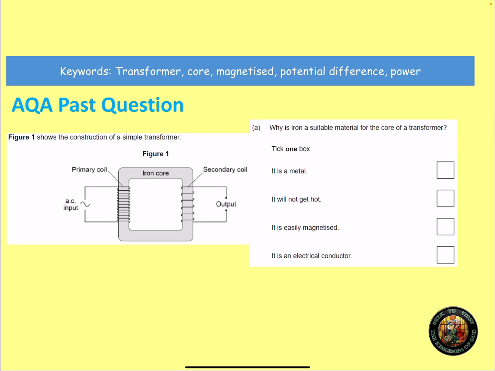Here's a past question. Figure 1 shows the construction of a simple transformer. Why is iron a suitable material for the core of a transformer? It's worth 1 mark. Tick 1 box or put a cross in 1 box. There you go, because it's easily magnetized.